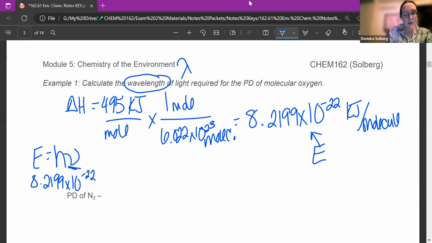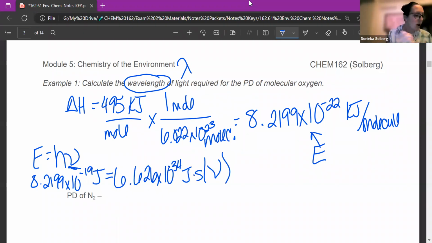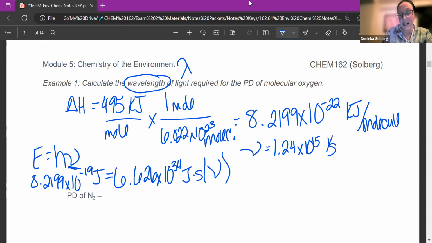That's 6.626 times 10 to the negative 34th joules times seconds. And then I can solve for v, or nu. If I do that, I get v is 1.24 times 10 to the 15th 1/seconds. 1/seconds is the same thing as a hertz if you were comparing this to the electromagnetic spectrum above. Okay, all right, so I have that.